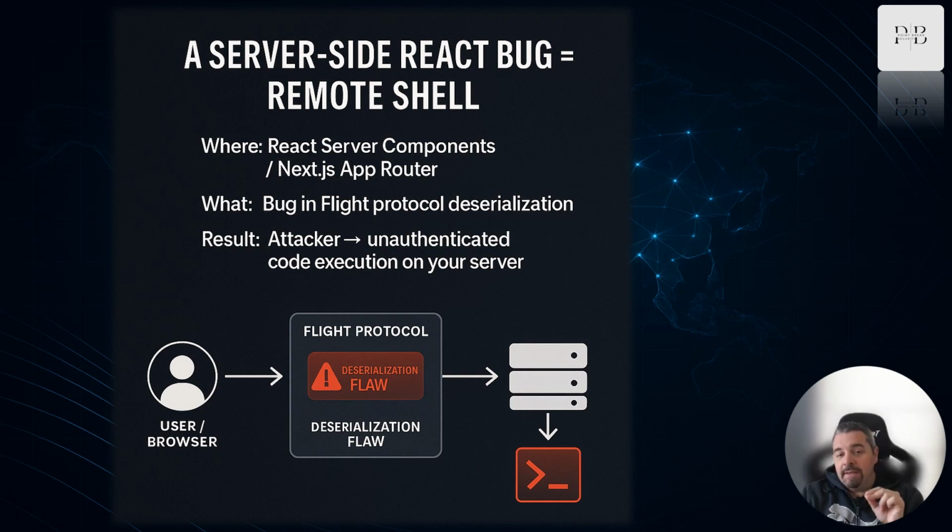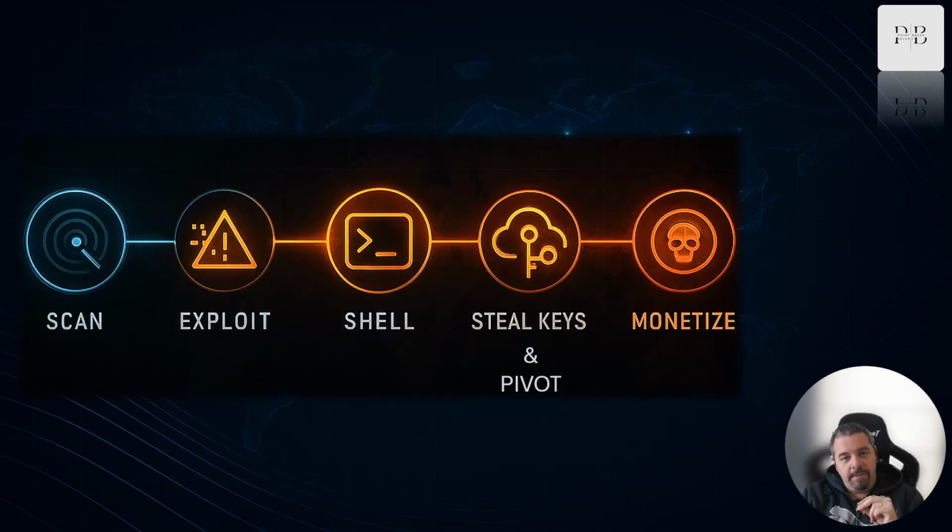Now, the real danger isn't just the initial shell. It's what the attackers do after they get in. And that takes us to the full attack chain. Here's the entire React2Shell attack chain compressed into one line, the same way attackers execute it in the real world. Step 1, scan. Automated bots sweep the internet looking for any server running React or Next.js with server components enabled. This is constant and it never stops.